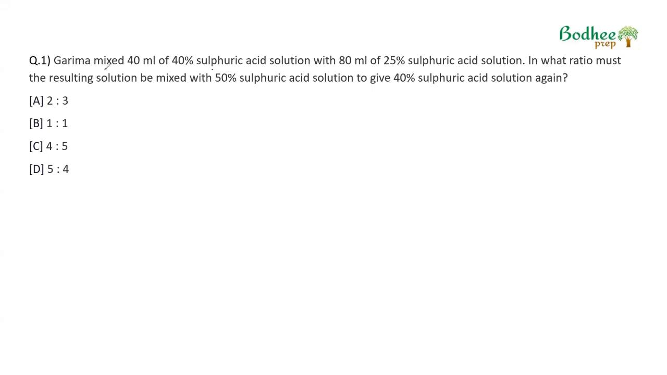Question one says Garima mixed 40 ml, 40% sulfuric acid. So 40% sulfuric acid, 40 ml is taken. That is mixed with 25% sulfuric acid, which is 80 ml. In what ratio should the resulting solution be mixed with 50% sulfuric acid solution to make overall 40% sulfuric acid solution again?